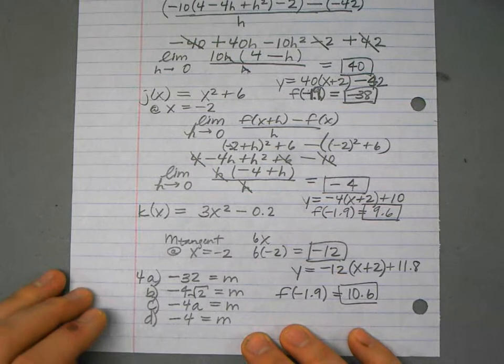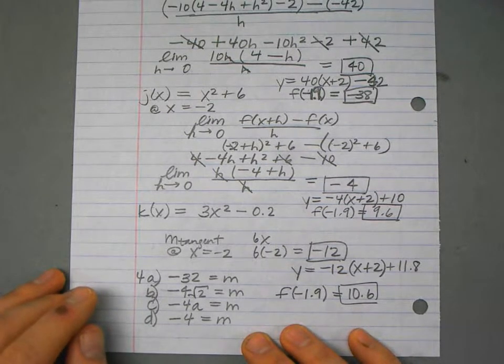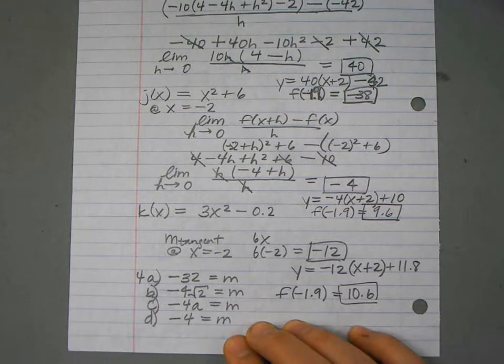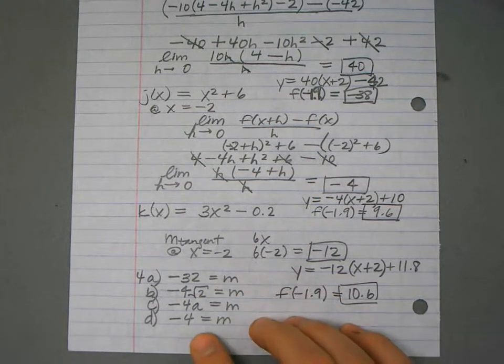Part 4 asked me to quickly see if there were any patterns or trends. I'll be honest, I used a shortcut. I used the power rule in order to figure out what the slope of these values were for each of those different functions.